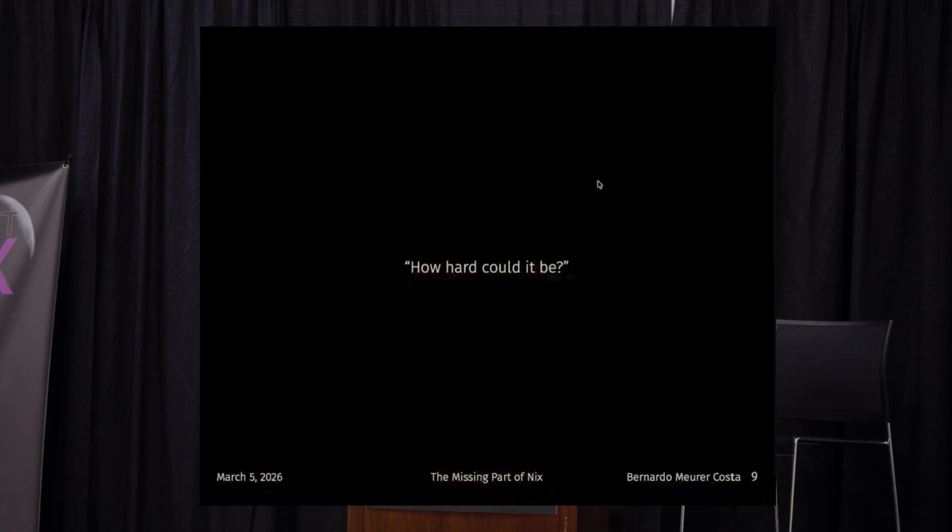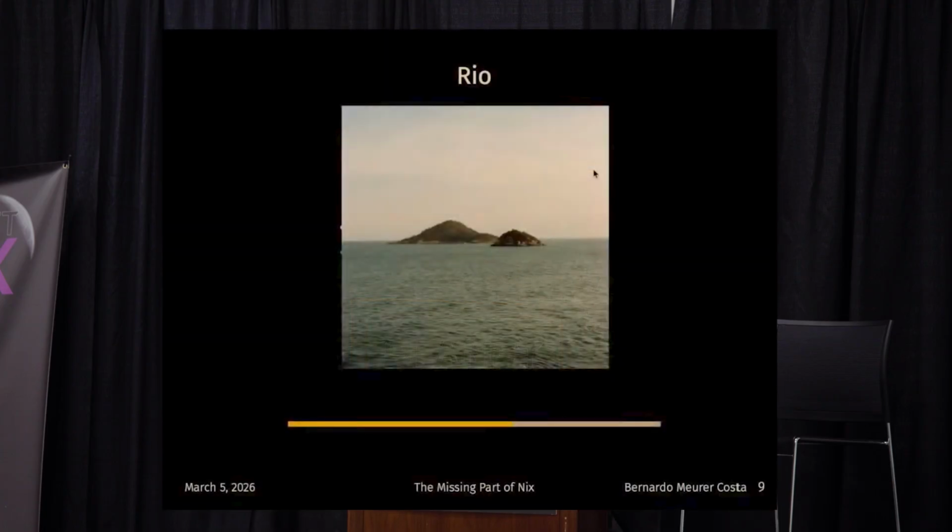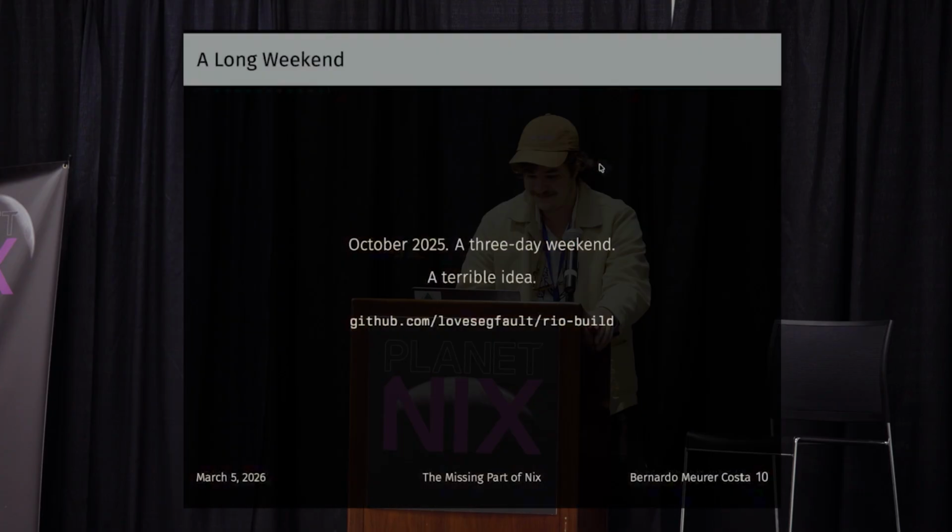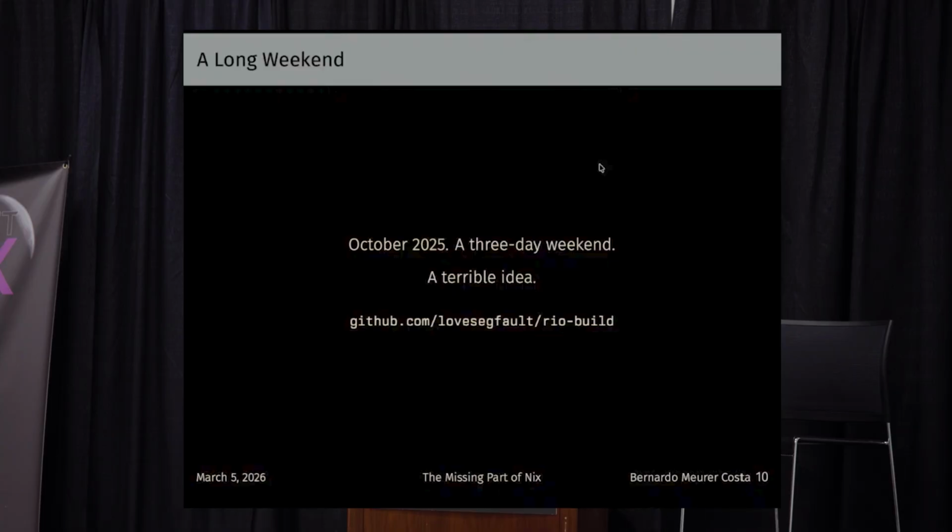I thought to myself when I was looking at this, how hard could it be? All the pieces are there. How hard could it be to build a distribution system for Nix? So I called the project Rio, and this is mostly the story about me failing to build it. We had this long weekend in October, and I made a bet with my coworkers that I could do it in the long weekend, in 3 days. Yeah, foreshadowing. My pride, which I lost.